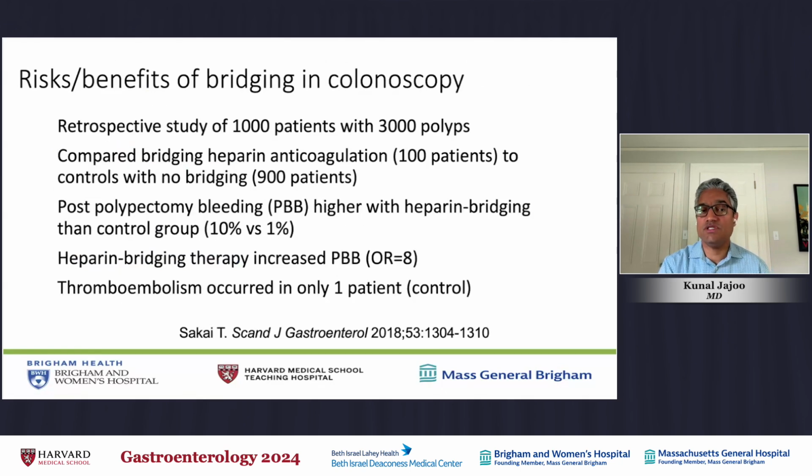The risks and benefits of bridging with low molecular weight heparin has been looked at in detail. And this was a retrospective study of 1,000 patients who had 3,000 polyps total. And they compared the outcomes with bridging heparin anticoagulation in 100 patients to the controls with no bridging, which constituted 900 of the patients in the group. The post-polypectomy bleeding rate was slightly higher in the heparin bridging group as opposed to the control group. Heparin bridging therapy increased post-polypectomy bleeding with an odds ratio of 8, and thromboembolism occurred in only one patient in the control group.